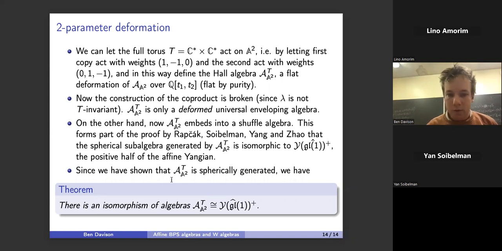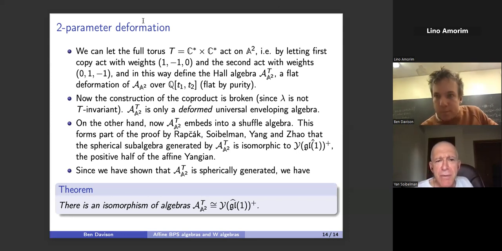But along the way, we've shown that this algebra is spherically generated. It's generated by the bit corresponding to dimension vector 1. So a slight improvement of the Rapčák-Soibelman-Yang-Zhou theorem, or a corollary of it and spherical generation, is that in fact the affine Yangian, or half of it, which in the literature is presented by generators and relations, really is just the fully equivariant CoHA of coherent sheaves on A2, up to isomorphism. And yeah, that's a good place to finish. Thanks a lot for your patience, and I'll take any questions.